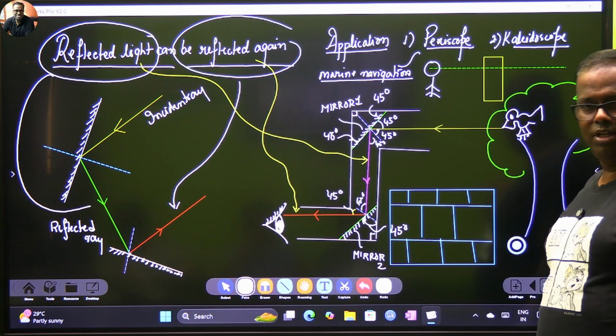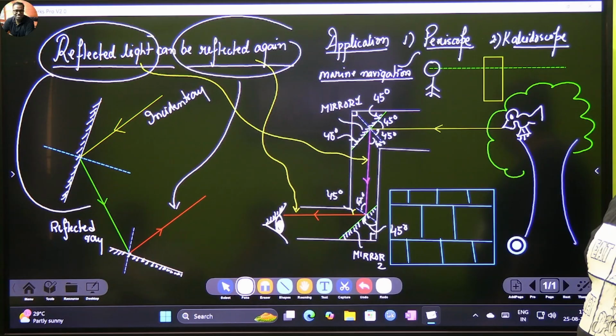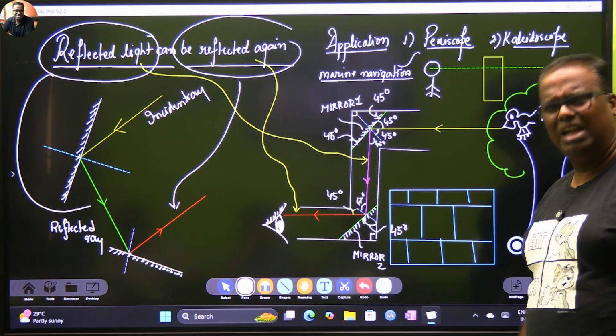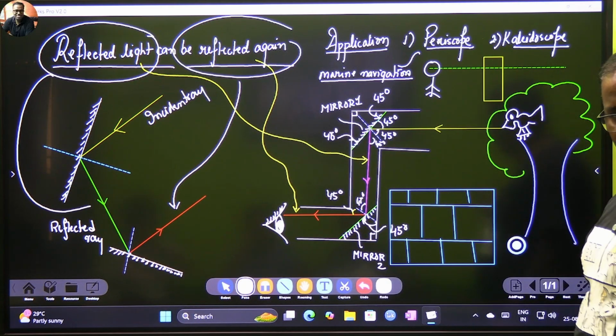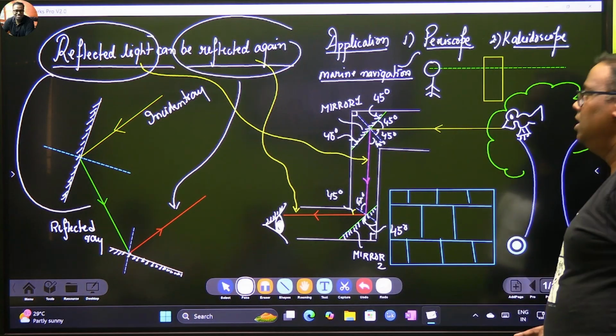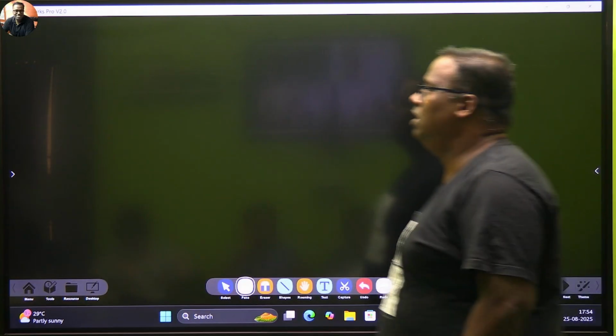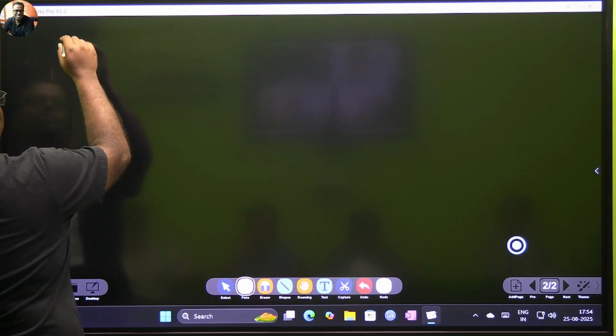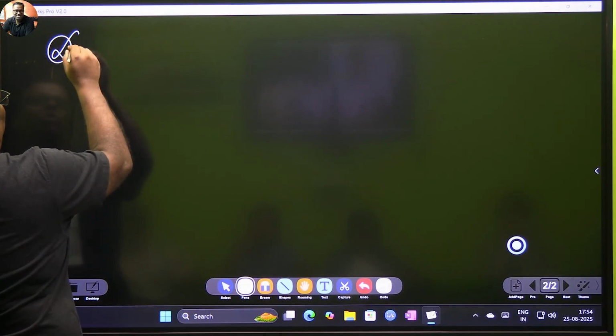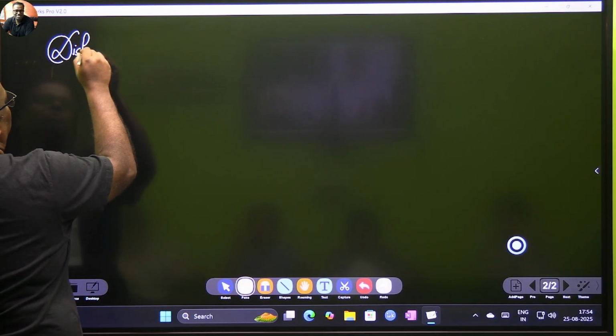Mirrors at 45 degrees. Periscopes are used in marine navigation. Kaleidoscope is an entertainment device where we use the concept that reflected light can be reflected once again. Are we fine on this? Okay. At this juncture, we will now go to something more interesting, a concept called dispersion of light.